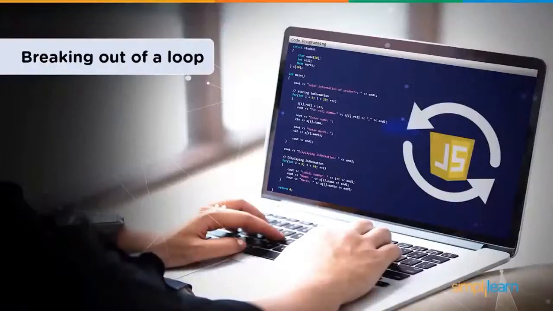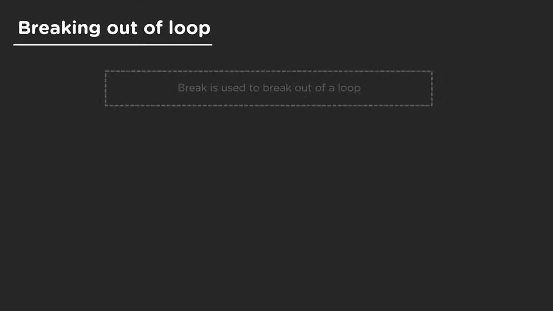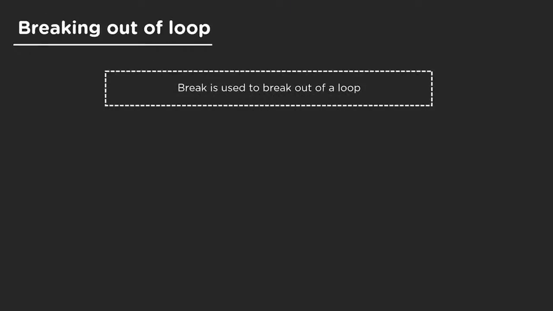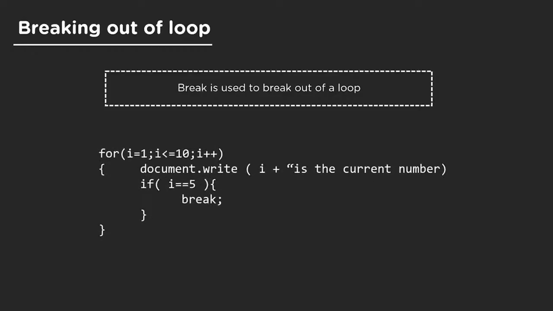Moving on to the next concept, breaking out of a loop. As the name suggests, break is the keyword that is used to break out of a loop. Now here is a simple code for you. According to the logic, it prints the values between 1 to 10. And say at the value 5, you want to break out of the loop. You can simply use the keyword break.